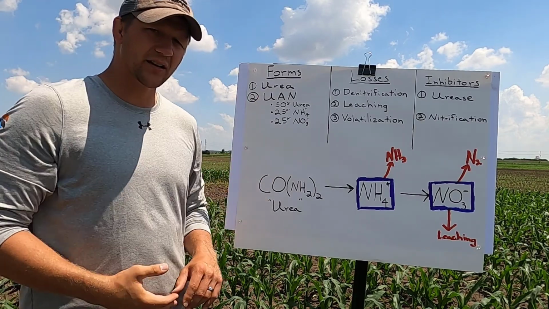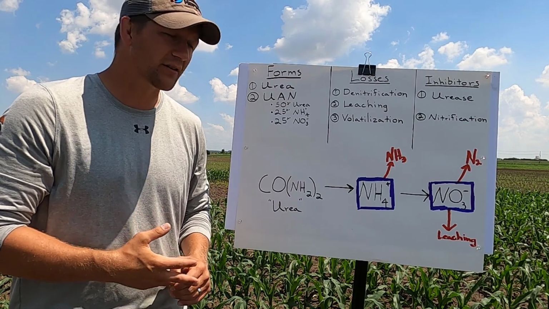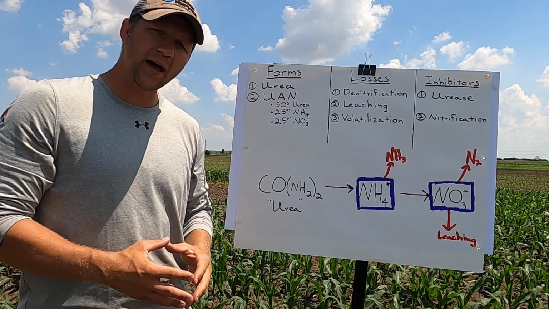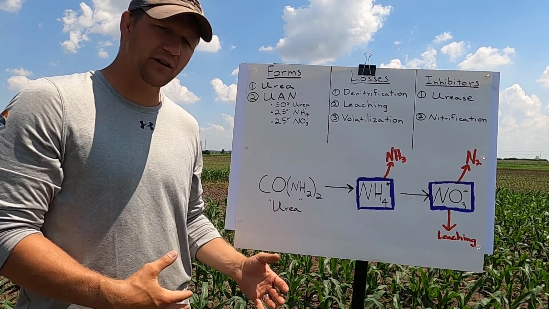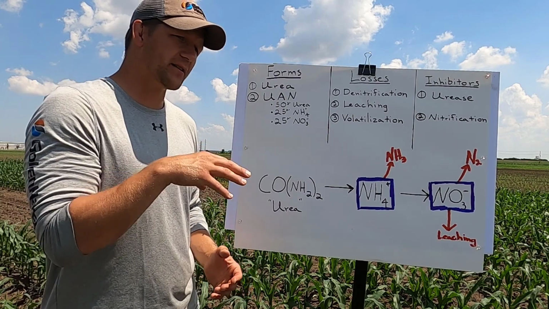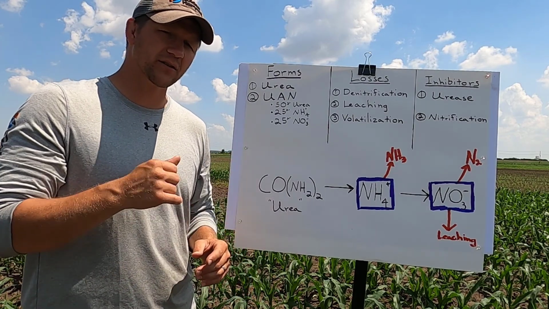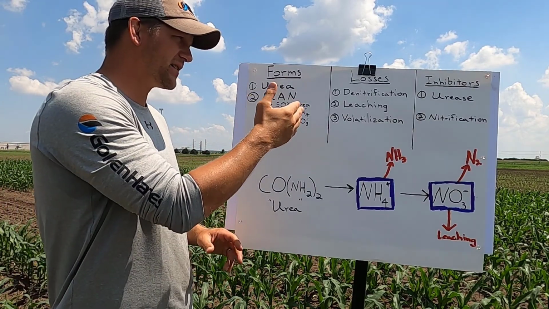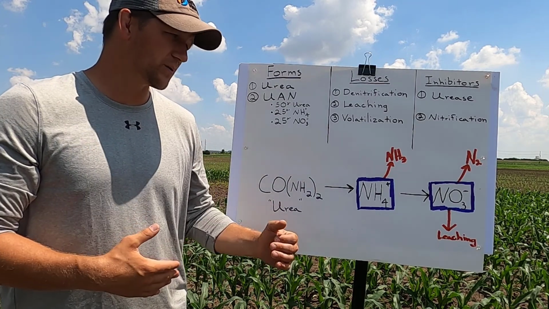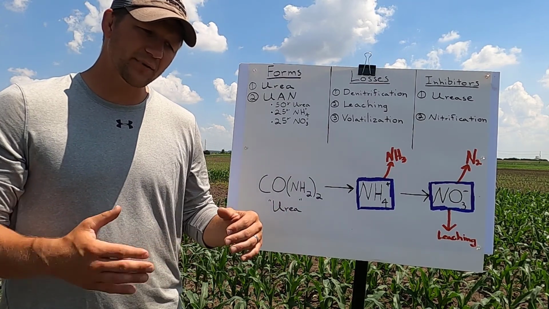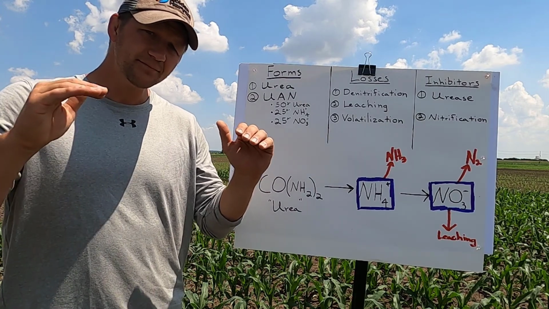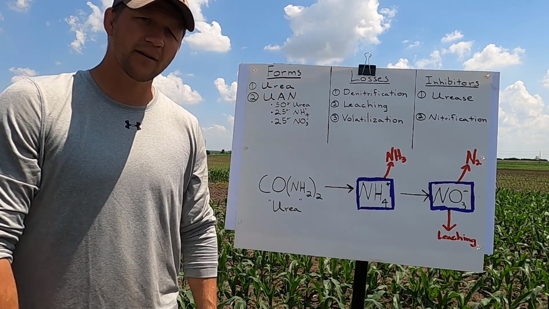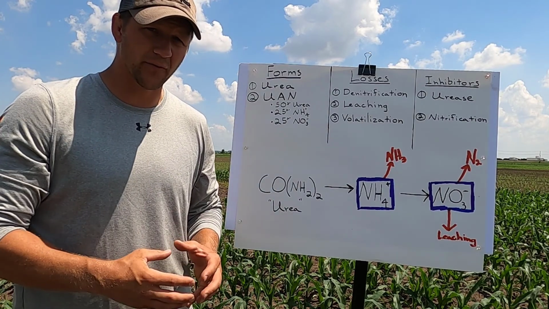Some of the losses that can occur from a nitrogen application could be denitrification. If we're in very wet, rainy weather with saturated soil conditions, the nitrate in the soil gets converted to N2 gas and is lost to the atmosphere. The second type of loss would be leaching. That also deals with the nitrate form. During leaching, that nitrate gets carried down the soil profile with water and is lost down where the plant roots cannot actually access that form of nitrogen.